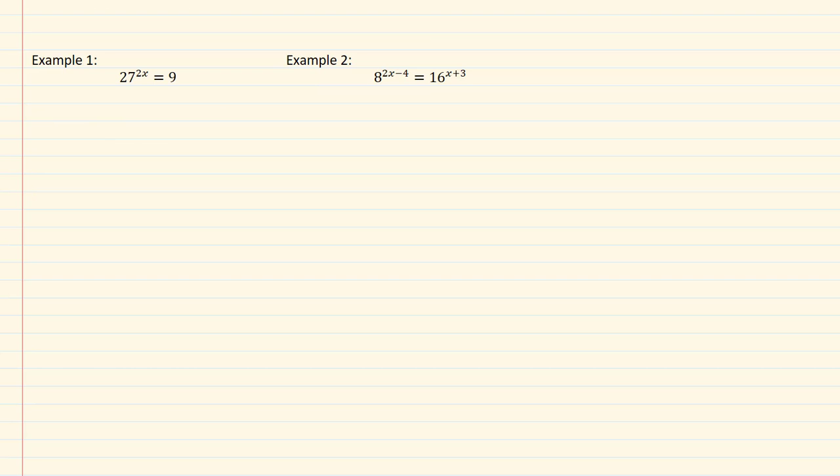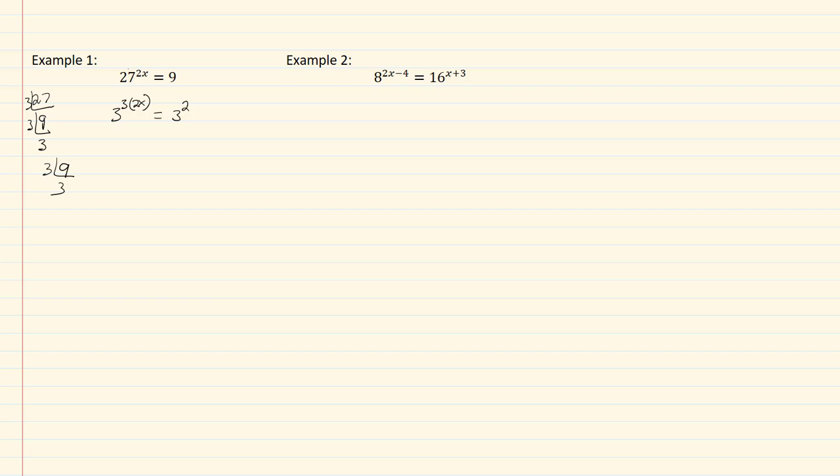In example 1, we have 27 to the 2x equal to 9. We do not have the same bases. But if I found the prime factorization for 27, I can divide 27 by 3. I get 9, 3, and 3. So 27 is going to be 3 to the third power. We're still going to have the 2x. I want to leave that in there. And then if I found the prime factorization for 9, I can divide that by 3, and I get 3, which means we're going to get 3 to the second power.